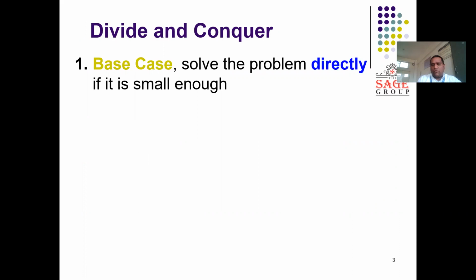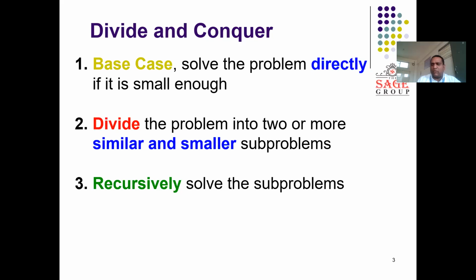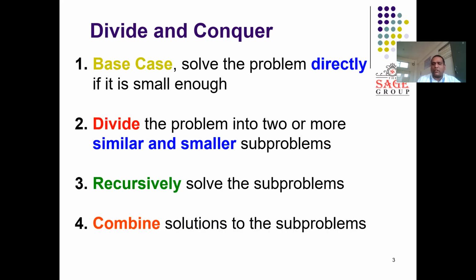First we will discuss the base condition in divide and conquer. If I have only a single element that is small enough, then there is no need to divide the problem because there is only a single element. So we will solve it directly. This is the base condition. If I have more than one element, then we will divide the problem into smaller, similar parts. Then we recursively solve those subproblems and combine the solutions to the subproblems. This is the concept of divide and conquer.